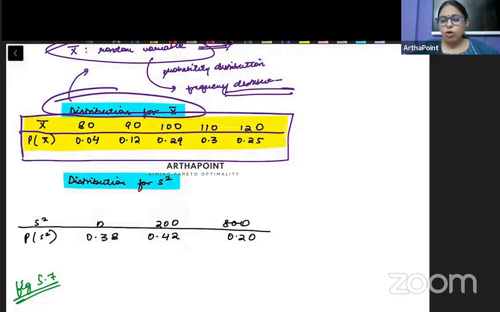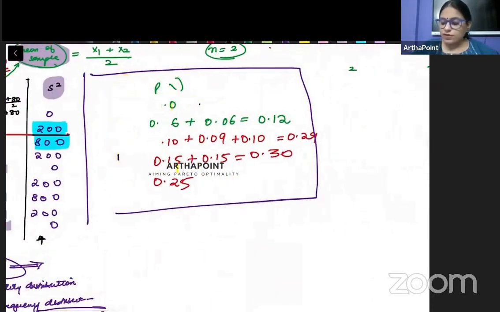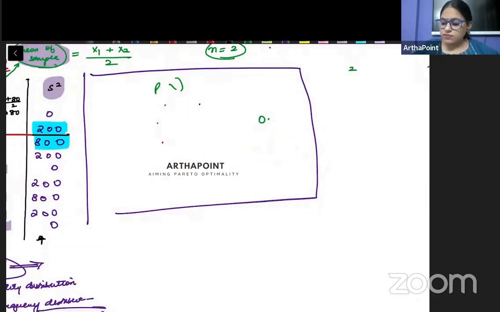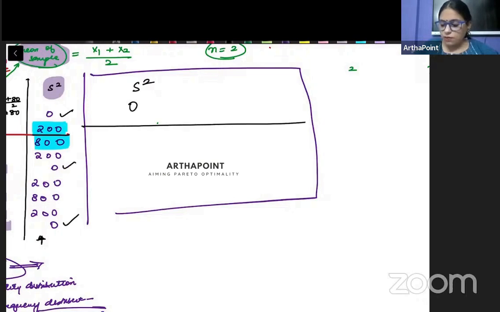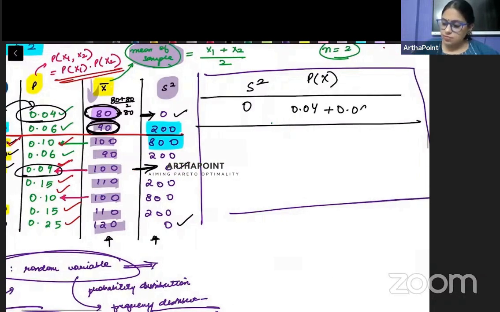Similarly, I want you to make a probability distribution of the variance. Variance का भी probability distribution बन सकता है. So in that case, what will we do? Let's start with the probability distribution of variance, beta. So what are the values that variance takes? It takes the value 0. What is the probability associated with it? So for 0, corresponding 0 here, I see 0.04. For 0 here, I will see 0.09. And for 0 here, I will see 0.25.